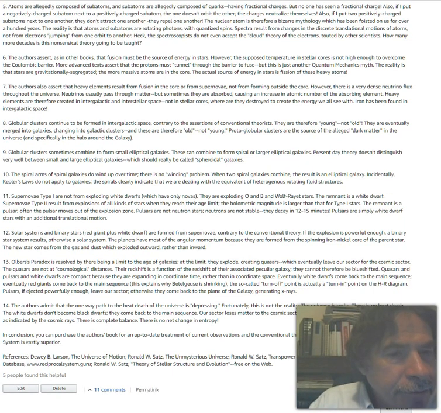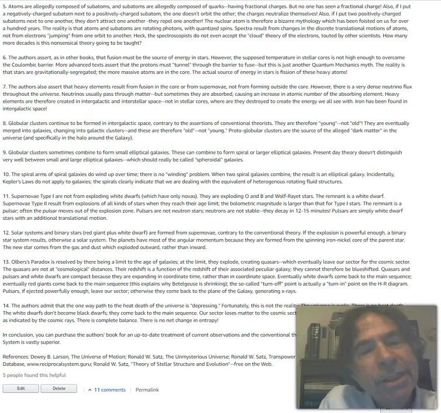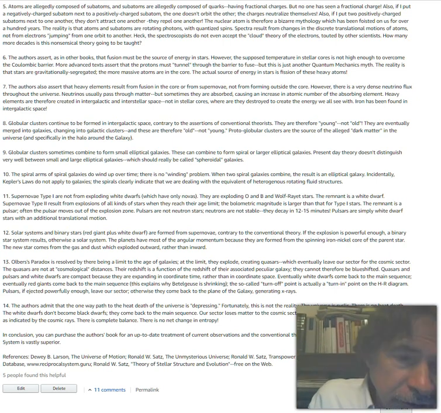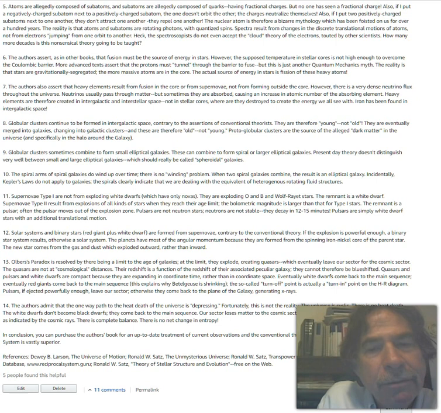Okay, number 11. Supernovae type 1 are not from exploding white dwarfs, which have only novas, or novae. They are exploding O and B and Wolf-Rayet stars.